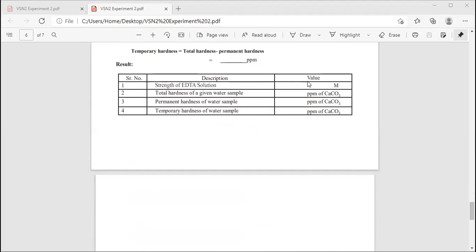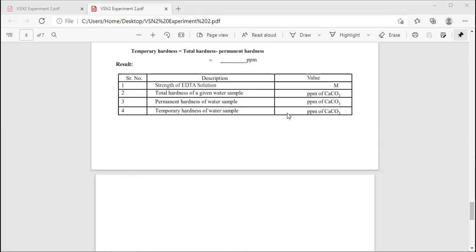Now we will see the result table. The strength of the EDTA 0.0096 or 98, whatever you got. Total hardness, how much it was? 614.4. Permanent hardness, how much is it? 326.4. So total minus permanent will be temporary. That will be your result table.